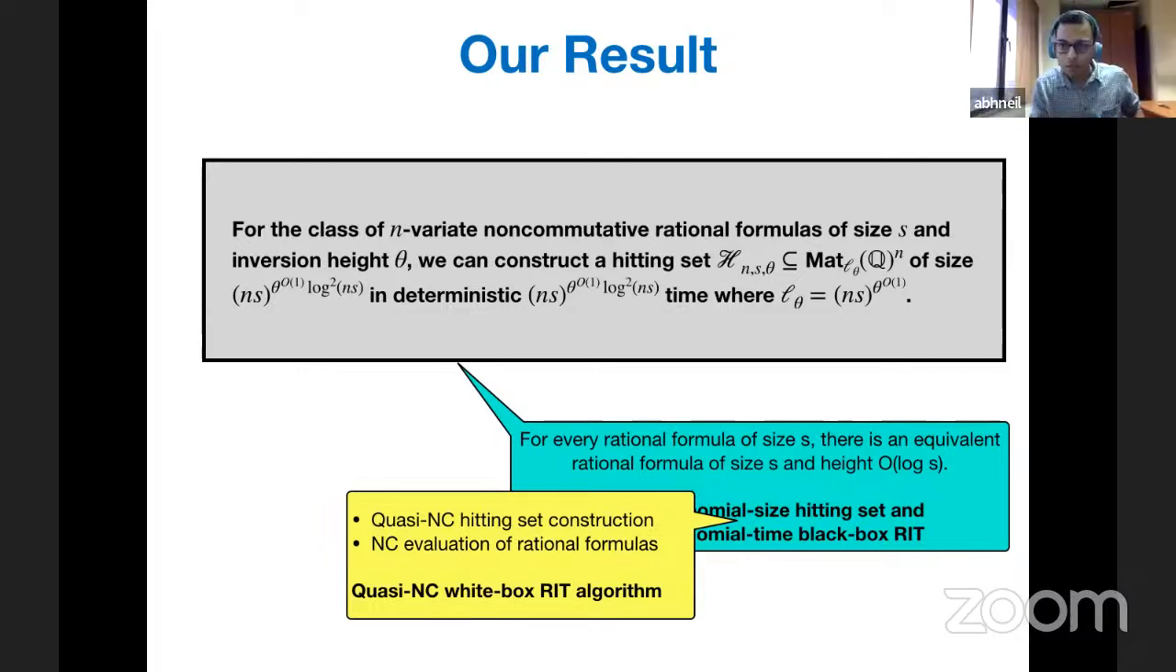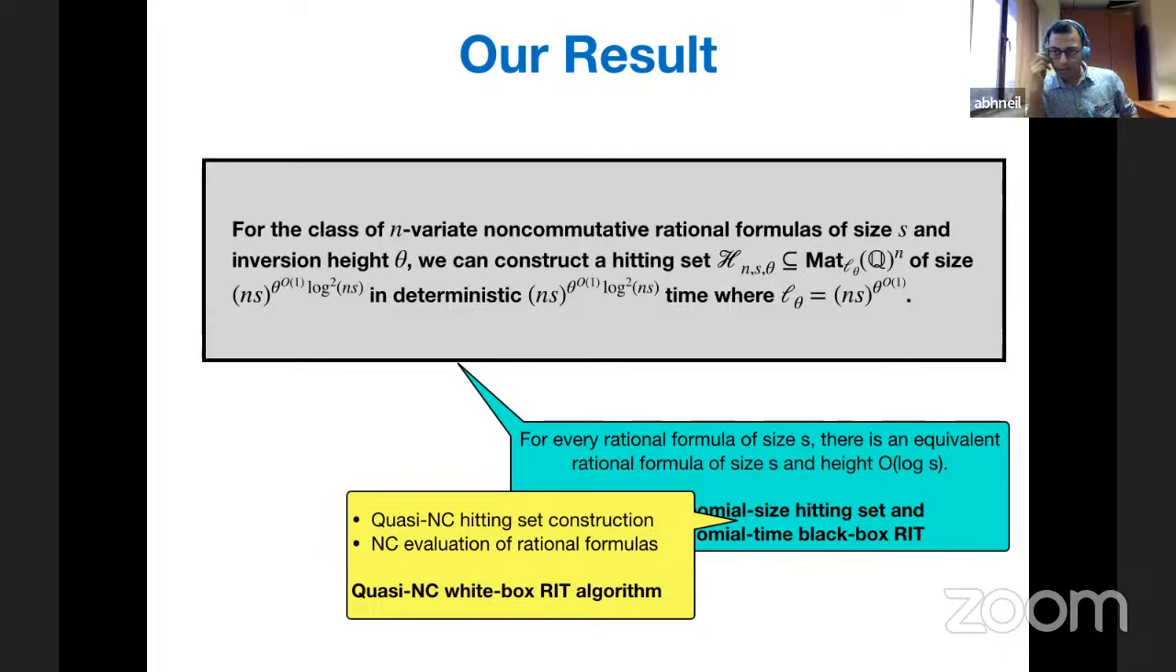Abhranil. I think I missed it. What is the dimension of these matrices? The dimension of the matrices is again quasi-poly. The matrices in your hitting set are not of polynomial dimension. They are also of quasi-polynomial dimension. Quasi-poly in what? In s and n. You can think of n as bounded by s, so you can just think of s as the only parameter. So it's quasi-polynomial in s. Okay.